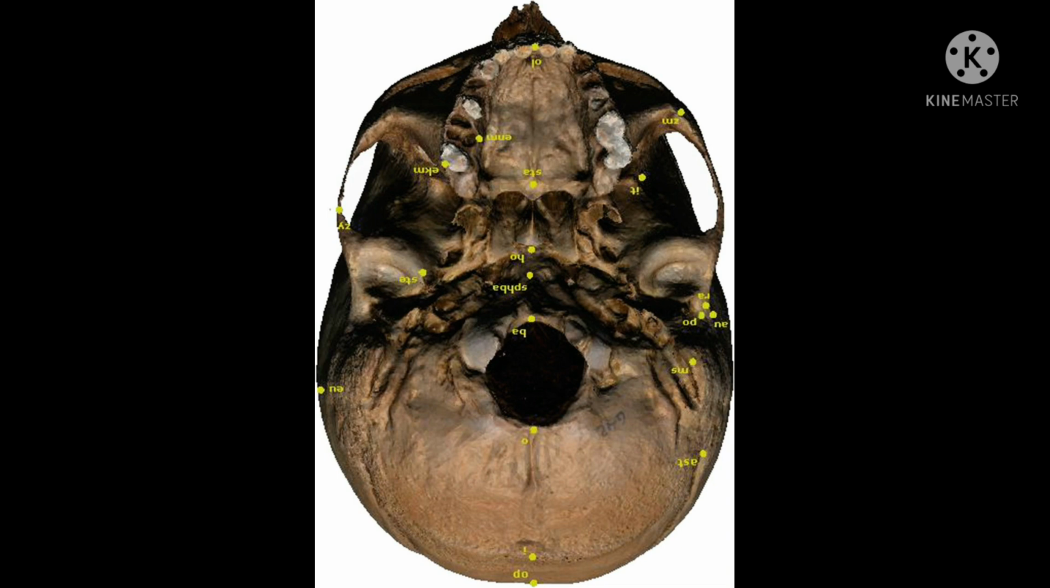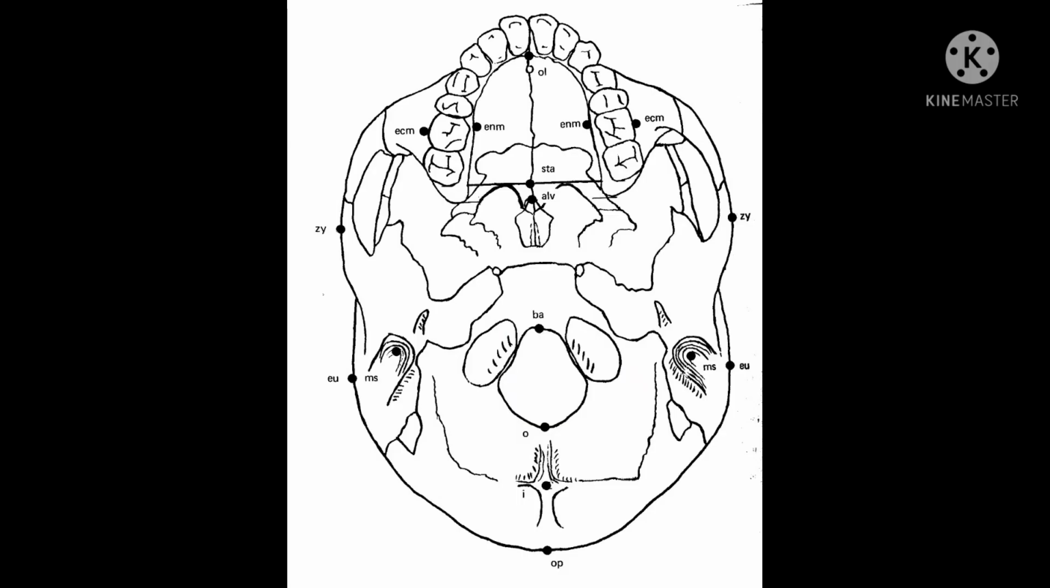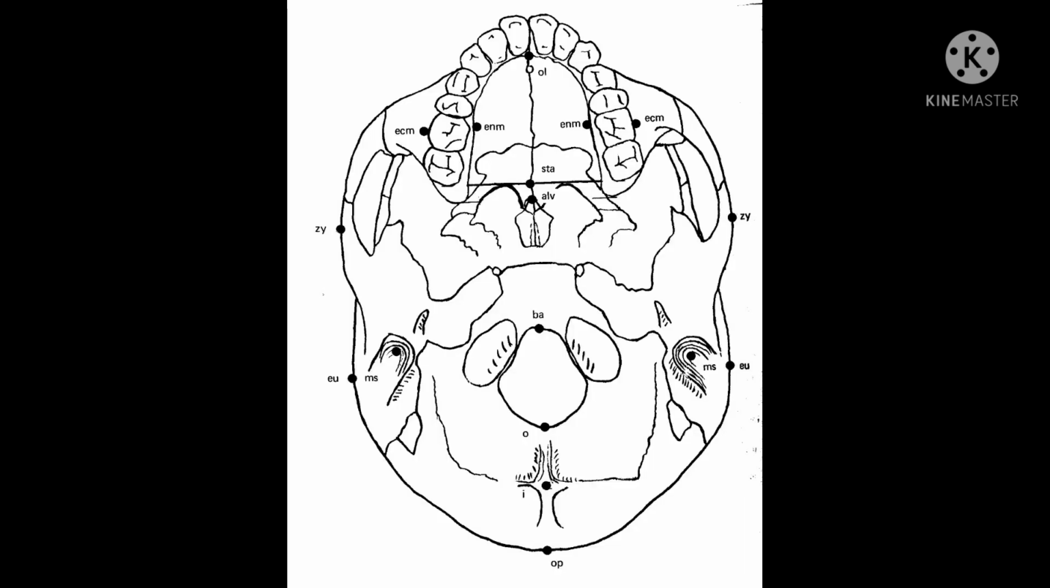So this is all about the measurement of bizygomatic breadth. Breadth of foramen magnum. The measurement gives the maximum breadth of the foramen magnum. For this measurement, a sliding caliper is used. Before taking the measurement, we allow the skull to rest with its norma basalis facing upwards. Then the breadth is taken at right angles to the length by touching the most lateral margins of the foramen magnum with the two ends of the caliper.